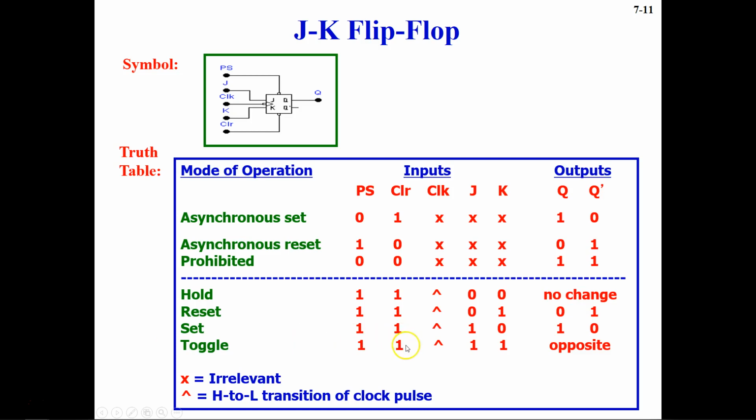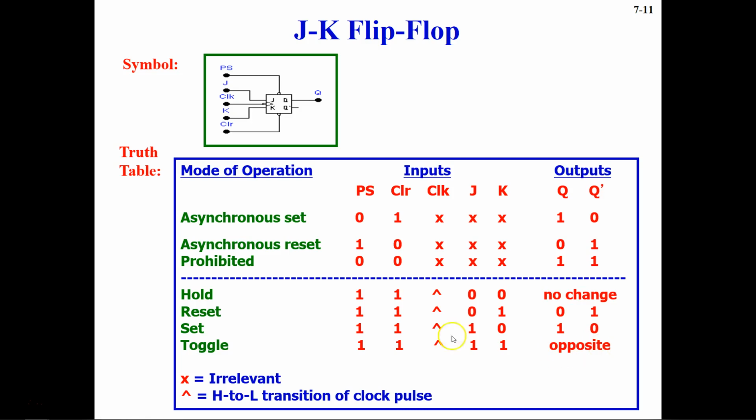When your preset and clear are 1 1, then you have a fourth state in which the toggle happens. Okay, so if you have J and K as 1 1, then whatever the Q was previously, it will toggle. If Q was 1, then it will go to 0, and then Q naught will become 1.